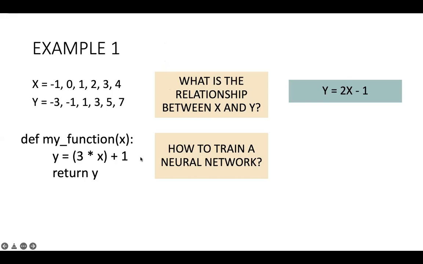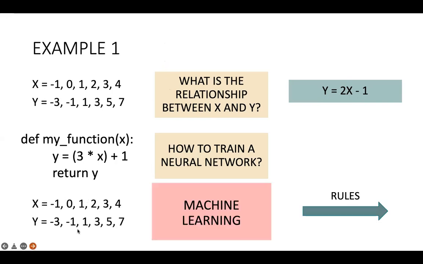So if we know the relationship, how can we train a neural network to do the same as we do? So maybe if we have some more time, we could come up with this relationship, but how can we train the neural network? So actually we just pass the X and Y sets to machine learning and get the rules distinguished.